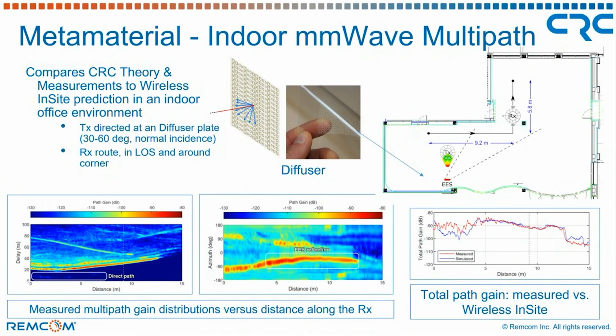Moving this into large-scale metamaterials, looking at surfaces produced by the Communications Research Center, the Government of Canada, the ability to 3D print and manufacture diffusers, grading surfaces, and using those in indoor environments where we have placed metamaterial, illuminating it with a transmitter, and then looking at the behavior of received power along this route.